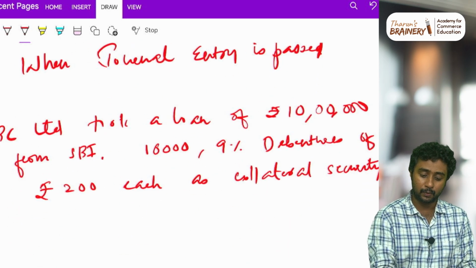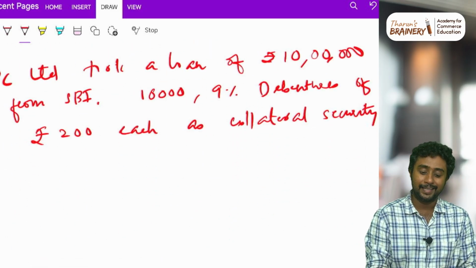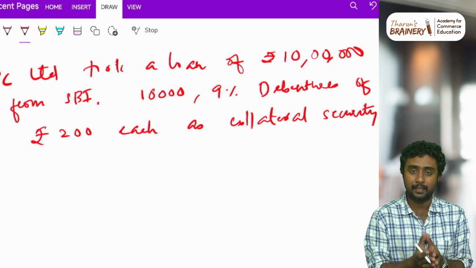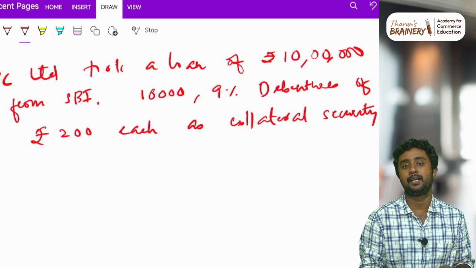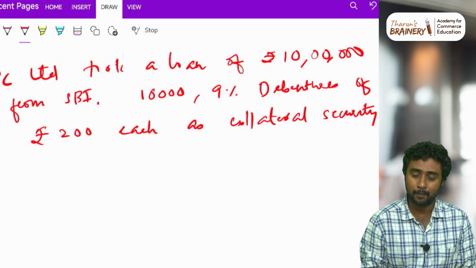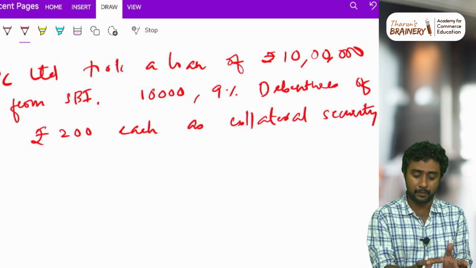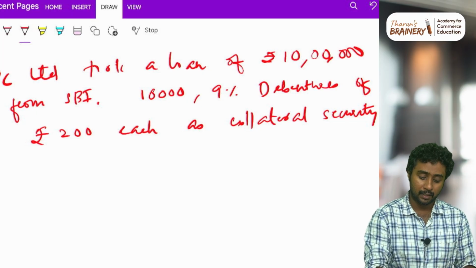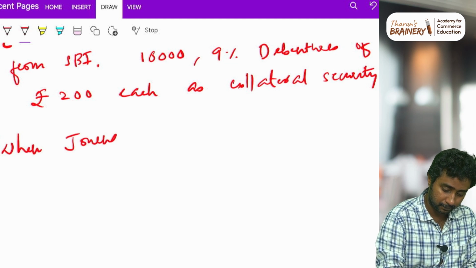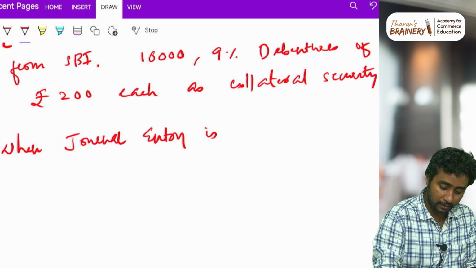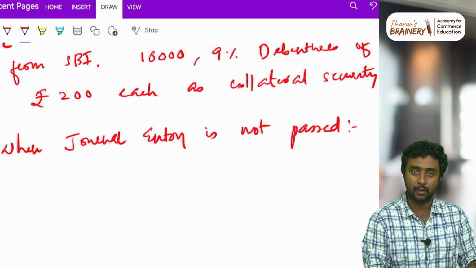So here it is like this. Look, a loan of rupees 10 lakh from SBI. In the first method, when the journal entry is not passed, all these details should be shown only in the balance sheet. Obviously, when you are taking a loan, we have to show that loan amount in the company's balance sheet. So how will we record this situation when a journal entry is not supposed to be passed? The first case is when the journal entry is not passed. How are we going to record it?